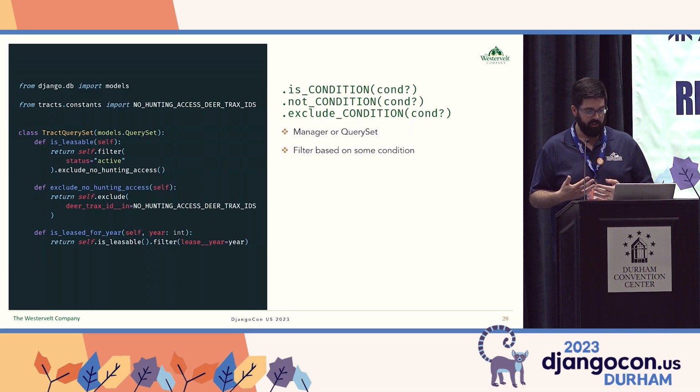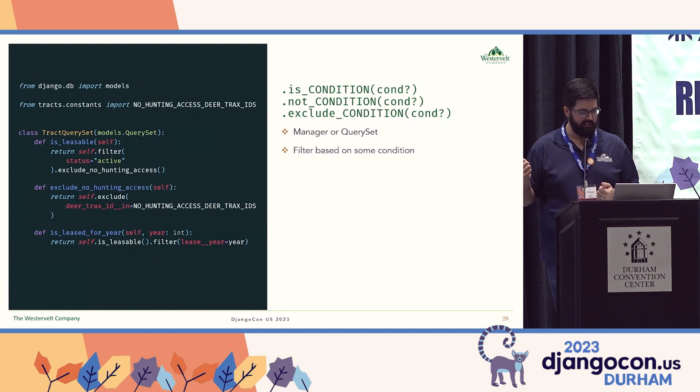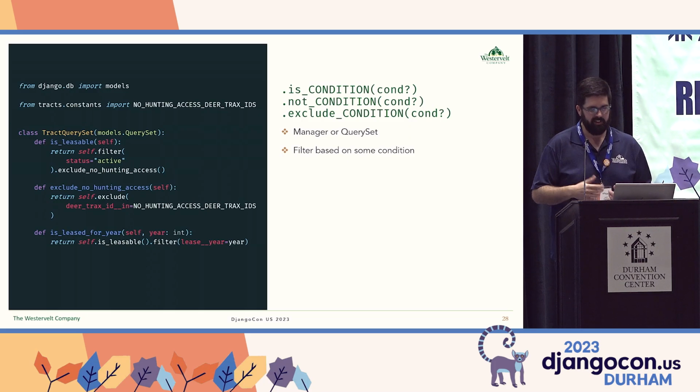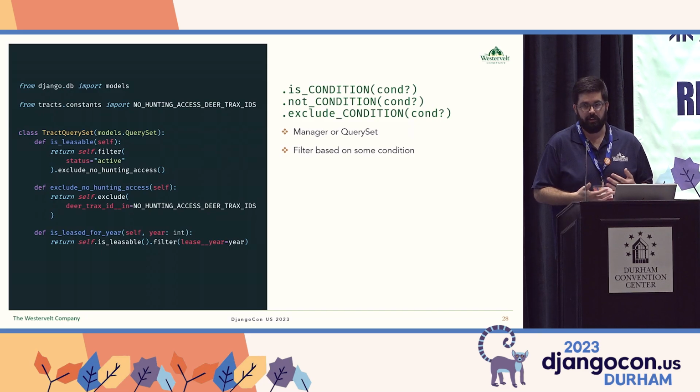Also, one that excludes all the tracts that we own but we do not have access to hunt on, using this deer tract ID, which I don't actually know what the numbers are, but they are saved somewhere. And also whether a tract is leased for the year, and you can see you can mix and match to your heart's desire. Note you can drop the is from the first method if you like. I just tend to prefer it with the is.